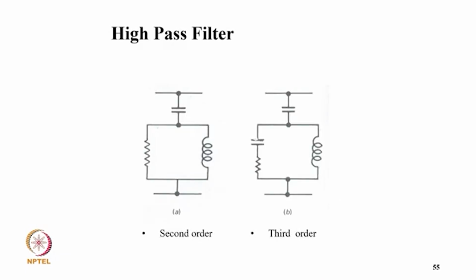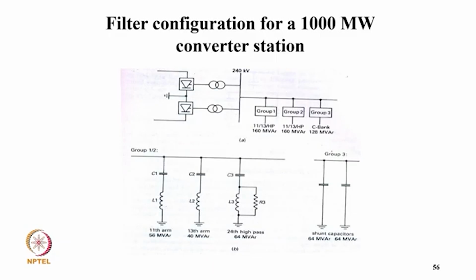Here you have an inductor and a capacitor in series with the parallel combination of inductor and resistor, then the second tuned and third tuned filters, each with a capacitor in series with the inductor and the resistance in parallel with the inductor. And this is the filter configuration for a 1000 megawatt converter station. As you can see, typically there are groups 1, 2, 3. You have typically C1 L1 for the 11th harmonic arm of 50 MVAR, 56 MVAR, 13th harmonic typically of 40 MVAR, C2 L2, and C3 L3 in parallel with R3, that is the 24th high pass, 64th harmonic. And here group 3 has shunt capacitors of 60 MVAR and 64 MVAR.